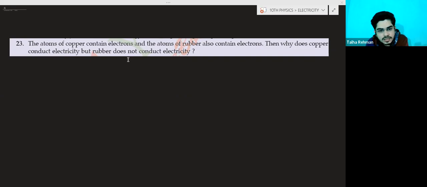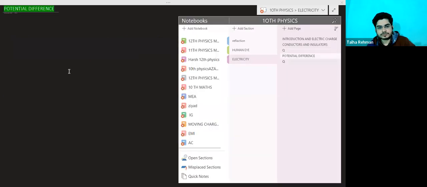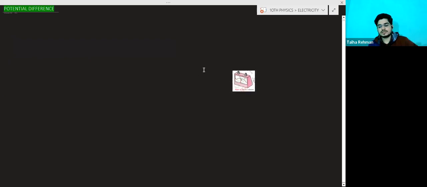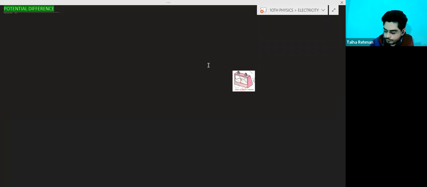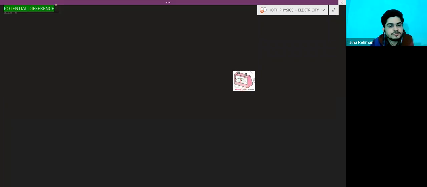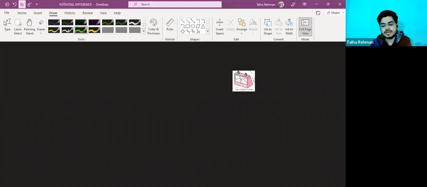So rubber does not have free electrons, so it cannot conduct electricity, or you can say it is an insulator. Now we'll discuss the potential difference and the electric potential. So first we need to know what the electric potential is.